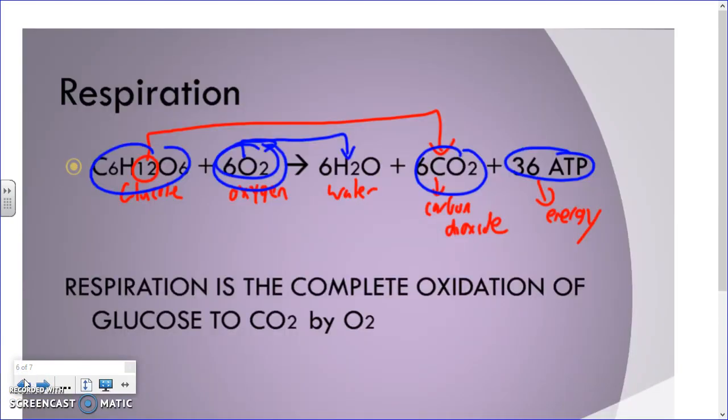One more thing I will say is that it's important that you have this reaction memorized. This should be like the ABCs. You should say in your head, oh, respiration uses glucose and oxygen and makes water, carbon dioxide, and energy. That should be on the tip of your tongue. It has to be. Alright, otherwise you will be ultimately confused.